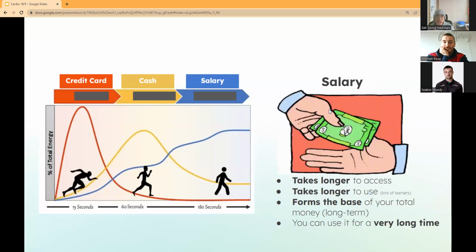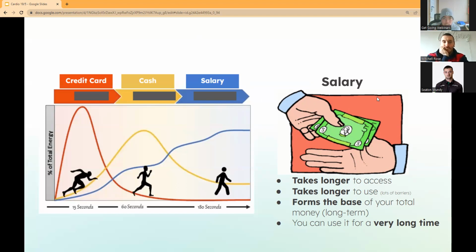And then the most important one, arguably, is the salary system. All right, so the salary system takes longer to access and also takes longer to use because you have to wait 1 or 2 weeks depending on what your pay cycle is in order to access it, and you have to get it from your bank account. All right, so there's a few more steps involved for it to be used. However, it forms a base of your total money. All right, most of your money comes from your salary, and as a result here, over time, the salary will be the most influential contributor to your total money over time. And if your job is stable, you can use it for a very long time, which is what the salary helps with. Any questions there?